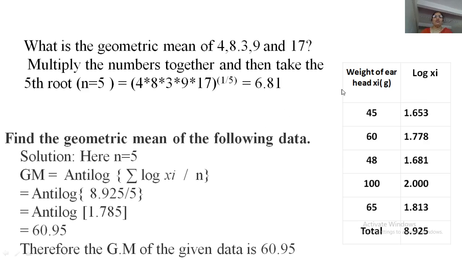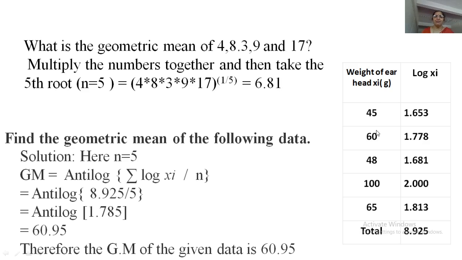Now, suppose we have 5 observations, note that here it should be comma. Suppose we have 5 observations, 4, 8, 3, 9 and 17. So, how to find geometric mean for this? You just take the product of these 5 observations, 4 into 8 into 3 into 9 into 17, and then take fifth root of this product, which is 6.81.